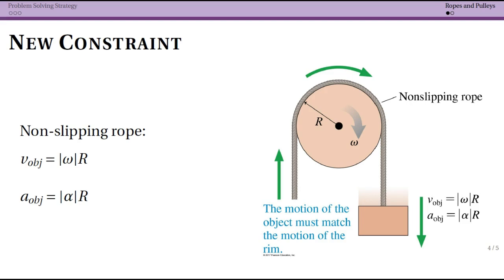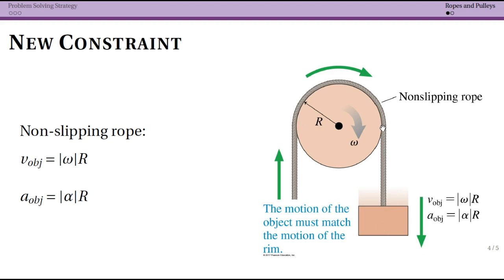We have a new constraint to worry about, which is that when our rope goes around the pulley, it is non-slipping. Before, we didn't really worry about what was happening with our pulleys. We simply said, our ropes go around, the pulley spins, whatever, we don't care. Now we actually want to relate what's happening to the pulley to the motion of our object.